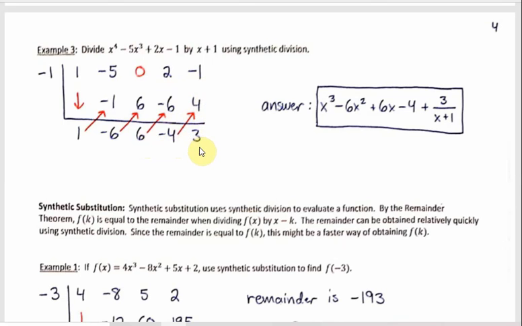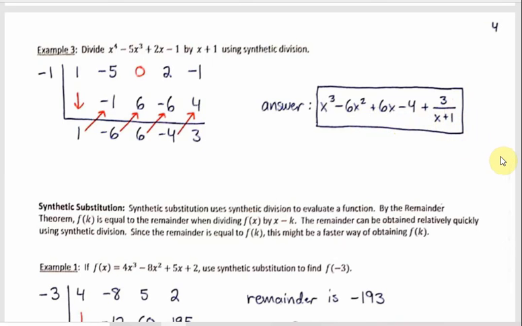So this time we have a non-zero remainder. And the degree should be 1 less than the dividend. So that means that should be 1x cubed minus 6x squared plus 6x minus 4, and then a remainder of 3. So going over here, x cubed minus 6x squared plus 6x minus 4. And then here's the remainder of 3, right? Remainder divided by the divisor. So since we're dividing by x plus 1, this will be 3 over x plus 1.